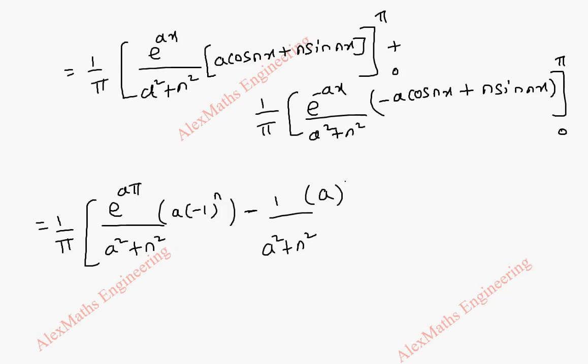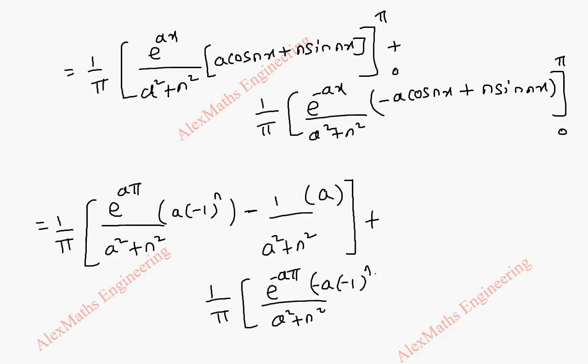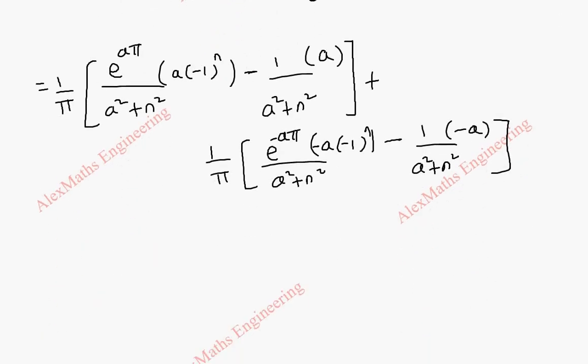So we have these terms, plus coming to the second set of terms, e power minus a pi by a square plus n square into a, there is a minus a into minus 1 whole power n when I apply the upper limit. Minus, when I apply lower limit, 1 by a square plus n square into cos 0 is 1, but we have minus a, and sin 0 is 0. So we completed the substitution of the limit.